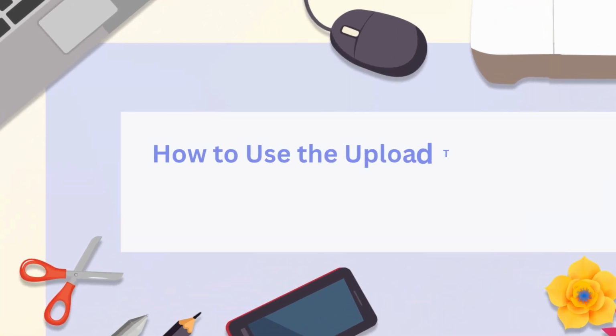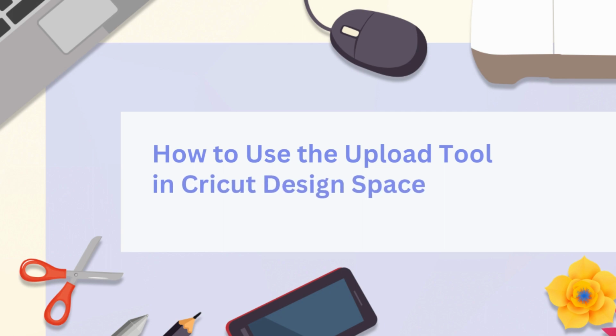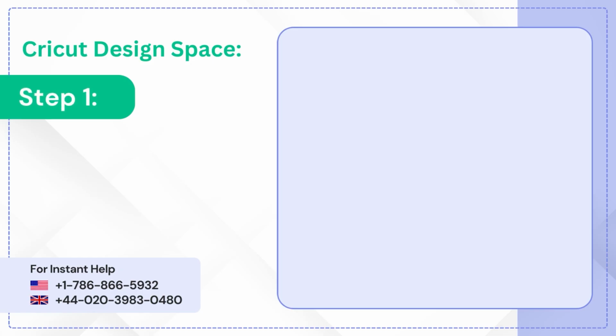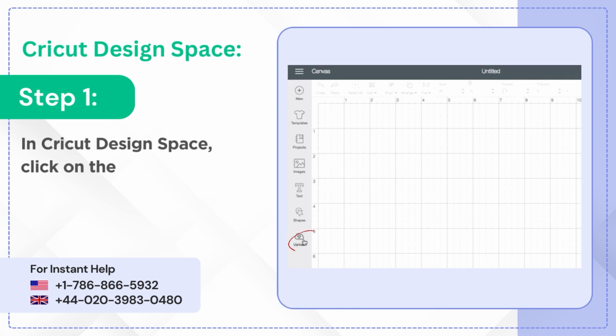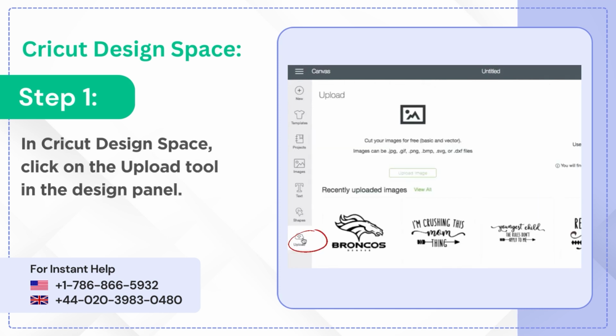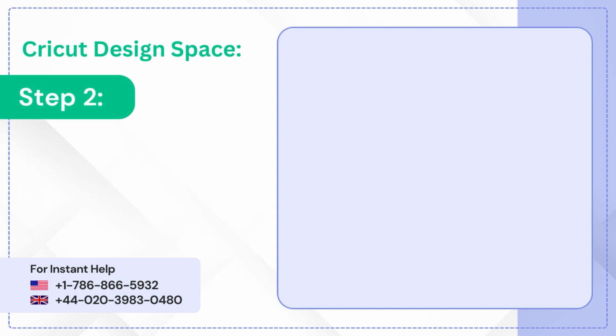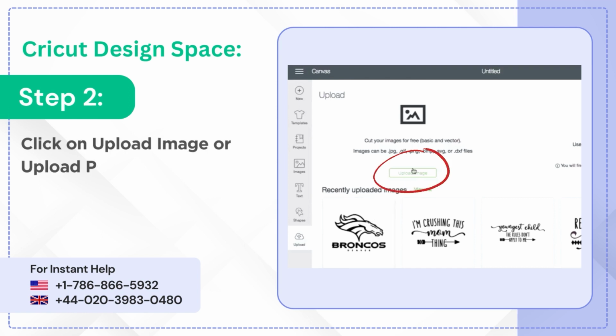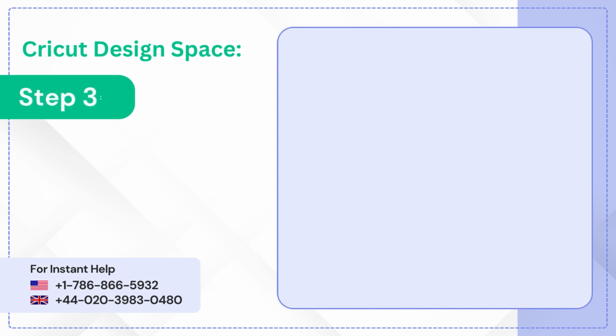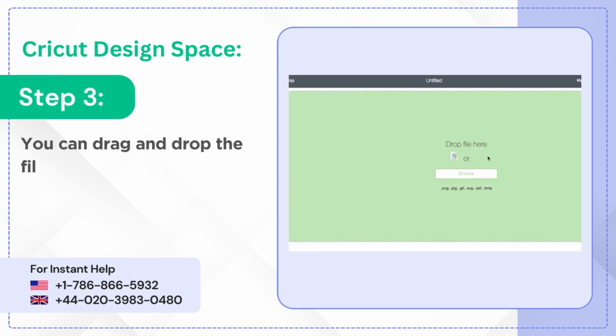How to use the Upload tool in Cricut Design Space. Step 1. In Cricut Design Space, click on the Upload tool in the Design panel. Step 2. Click on Upload Image or Upload Pattern depending on your project. Step 3. You can drag and drop the file you want to upload.